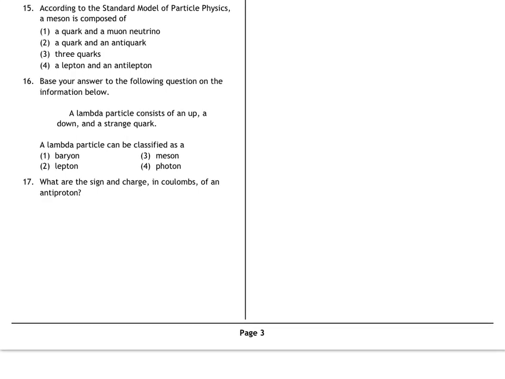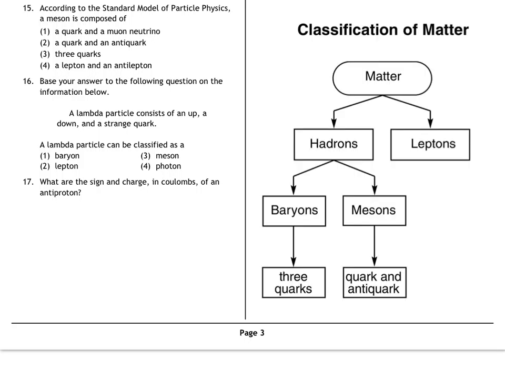In number 15, the standard model of particle physics. We have a meson here, and this is from your reference table. You can see in this diagram that mesons will have 1 quark and 1 antiquark. So the best answer choice here is choice 2.